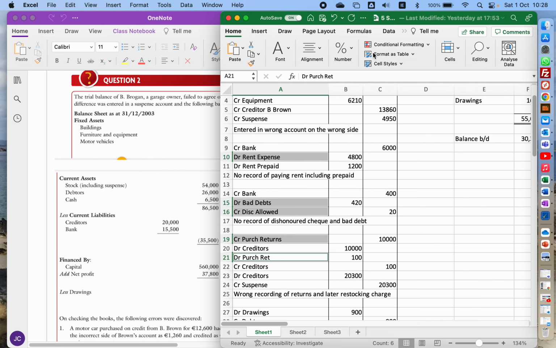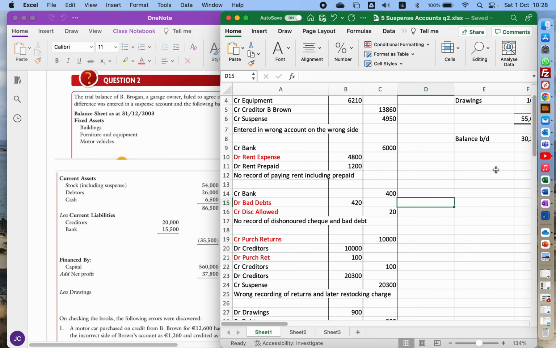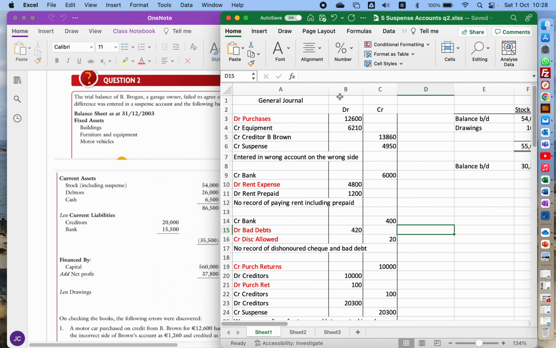Okay, so all of those that I'm highlighting, I'm just going to change the color of those to red just so it's easier for me to spot. So all of those are going to affect my profit.